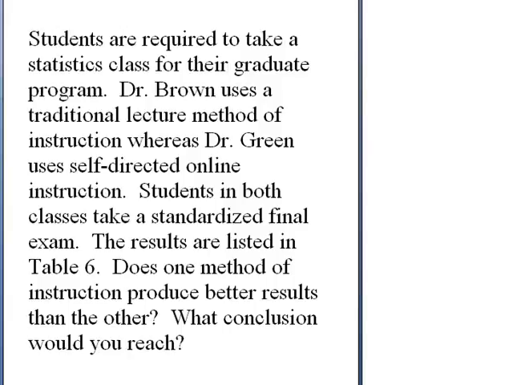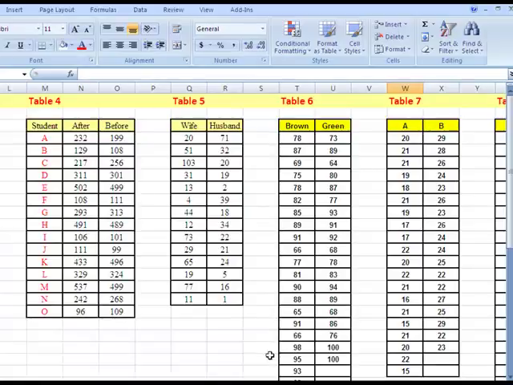Does one method of instruction produce better results than the other? What conclusion would you reach? If we go to Table 6 and look at the results there, the first thing we notice is that there are more students in Dr. Brown's class than there are in Dr. Green's class. That will automatically give you a clue that you cannot use the paired samples because these are two different size groups.